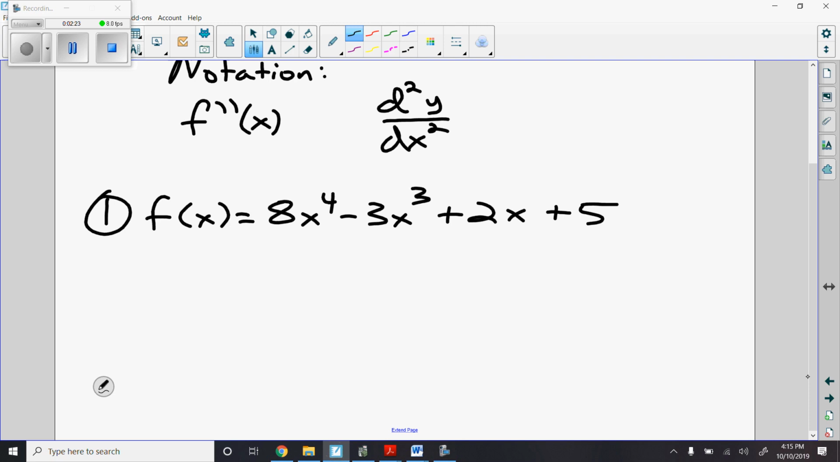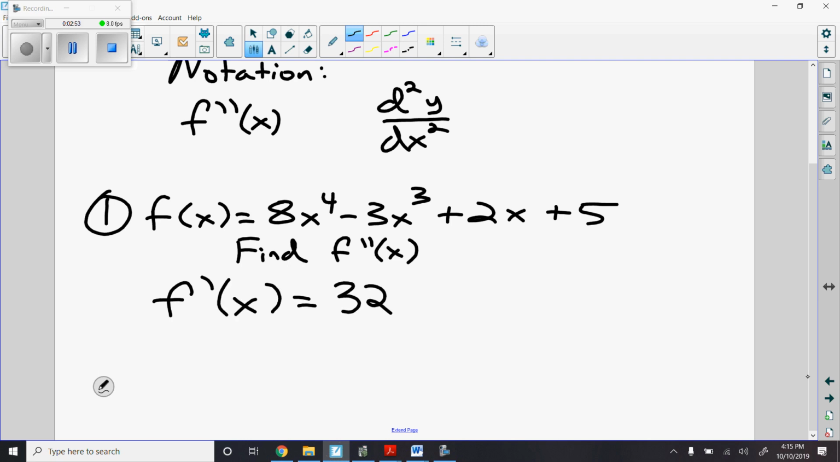Okay, so let's say we have f of x equals 8x to the fourth minus 3x cubed plus 2x plus 5. And your goal is to find f double prime of x. Well, to find f double prime of x, we first find f prime of x, and then find the derivative of f prime of x. So f prime of x here would look like this. So we'd get 32x cubed minus 9x squared plus 2.